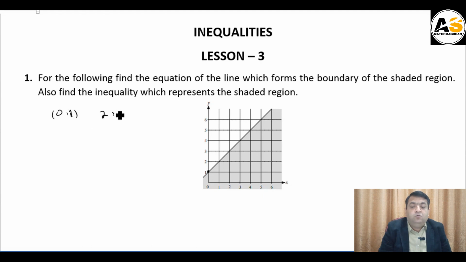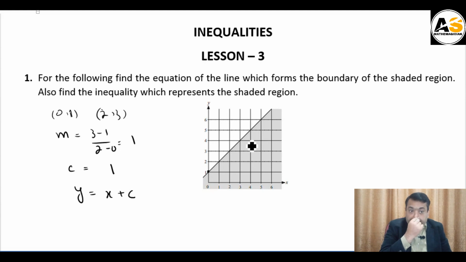So I will find its gradient, which is y2 minus y1 over x2 minus x1, 2 over 2. 1 is the gradient. And what is its y-intercept? Its y-intercept is 1, as you can see over here. So its equation will be y is equal to mx plus c, that is y = x + 1. So we have found the equation of the boundary line of this shaded region.